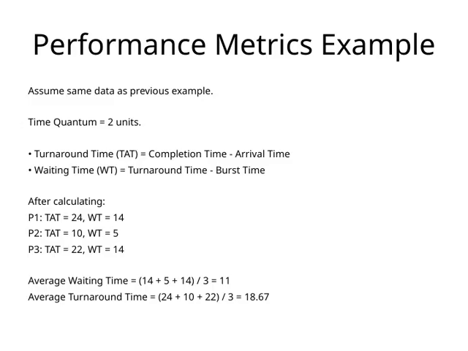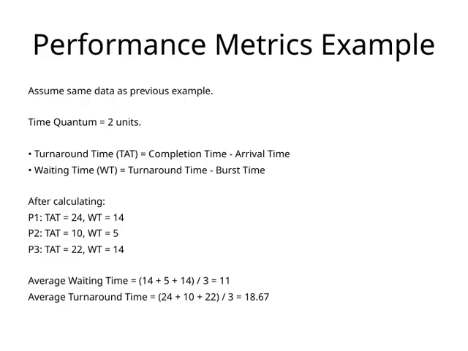Now, let's take a look at this example of performance metrics. We've assumed the same data as in our previous example, and the time quantum is set to 2 units. First, we need to understand how we calculate turnaround time, or TAT. It's simply the completion time minus the arrival time. This tells us how long a process spends in the system from start to finish. Next, we have waiting time, or WT, which is the turnaround time minus the burst time. This measures how much time a process spends waiting in the ready queue before it gets executed.